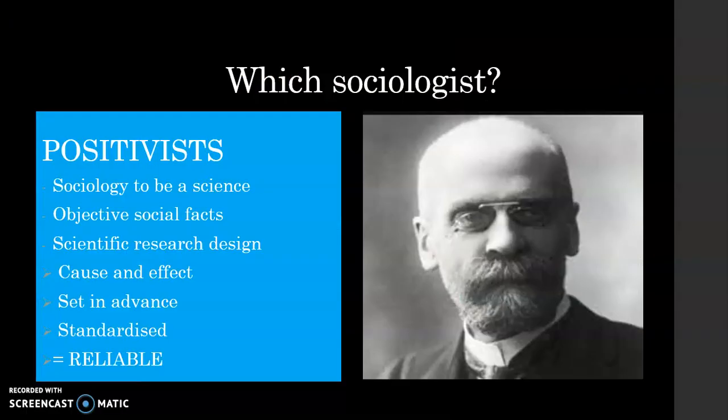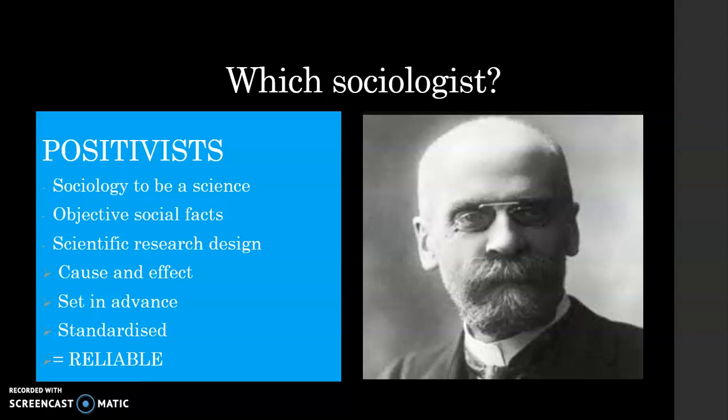So, which sociologists would we associate with validity and reliability? Well, positivists such as Durkheim, he wanted sociology to be a science. He believed that society was out there, that it can be measured and quantified or counted in numbers. It was objective, and we could research it in a very detached way, which results in social facts.